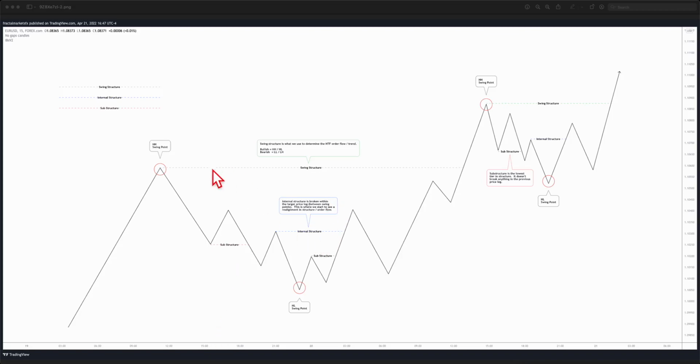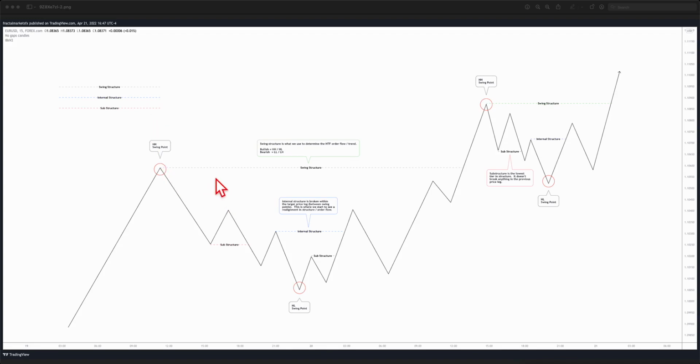Hey everyone, so this is the intro to basically all things structure that we use within the Fractal Markets Premium Discord server and membership program. I just want to talk about the main types of structure that we utilize within our very specific strategy. The key points are swing structure, internal structure, and substructure, what they mean to us, how we identify them, and what they do in relation to how we trade.